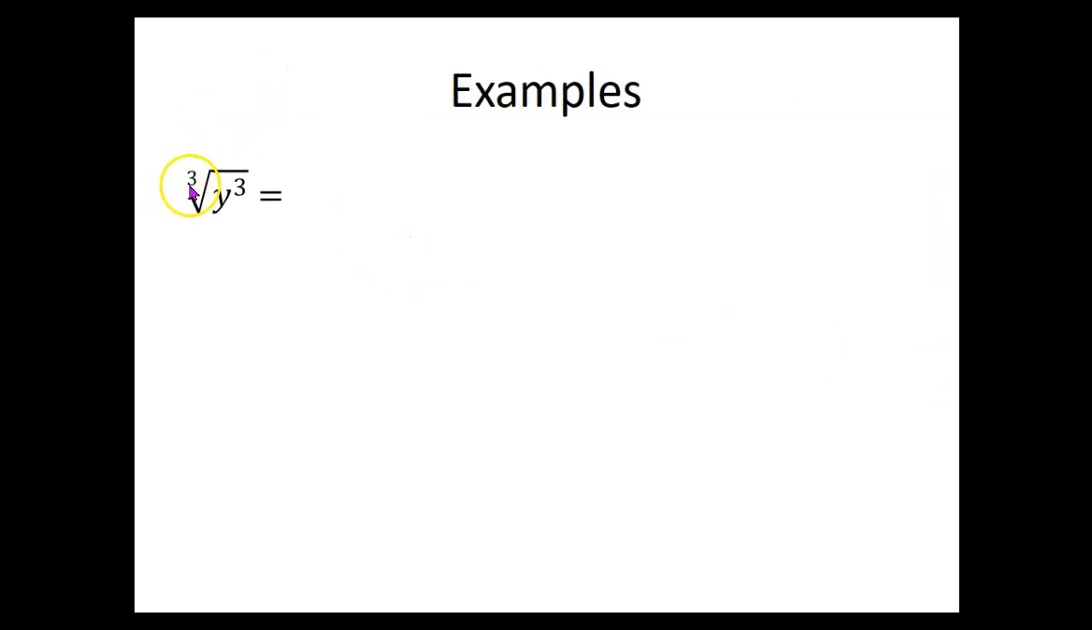So what's the cube root or third root of y to the third power? Answer, y. Because the cube root undoes what the cubing here does. If you start with y, raise it to the third power, then take the third root, that undoes what the power does and gets you back with the y that you started with.